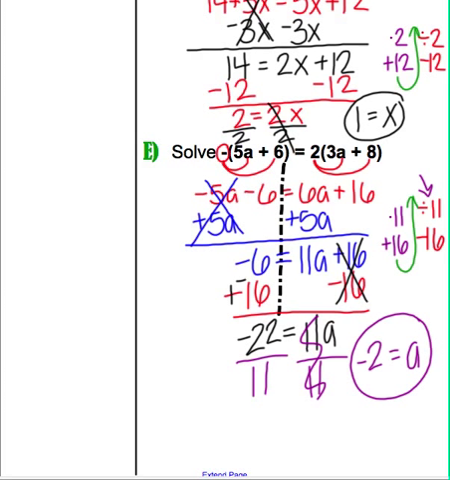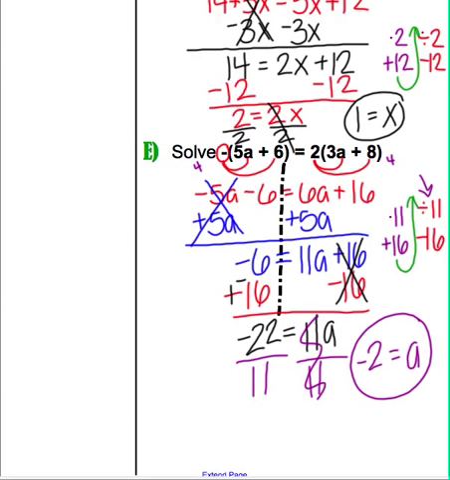And if we check that, we get 5 times negative 2, which is negative 10. Negative 10 plus 6 is negative 4. The negative of negative 4 is positive 4. And then on the right-hand side, 3 times negative 2 is negative 6. Negative 6 plus 8 is positive 2. 2 times 2 is 4, so this does check out.